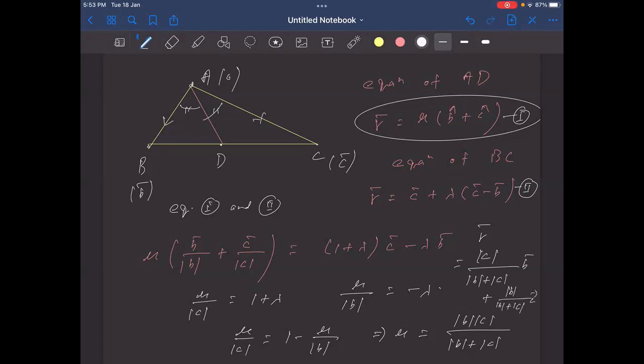So you can clearly see that this point is getting divided into what ratio? Mod C is to mod B. It is by the section formula, right? Are we getting BD by DC is equal to AB by AC? Is it the section formula? It's getting divided into mod B is to mod C ratio. The point D. So we got the proof. Am I right?